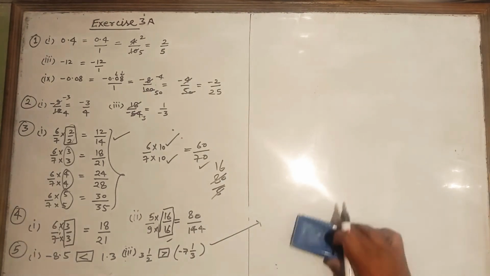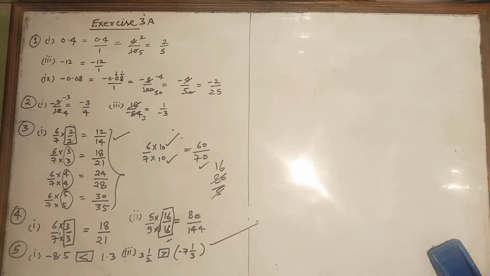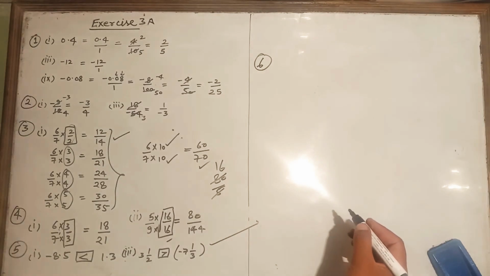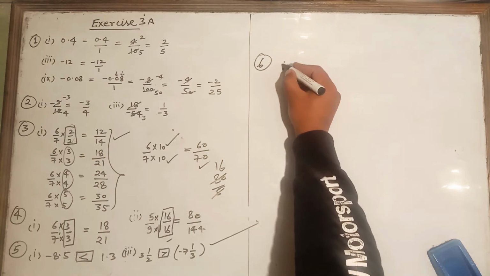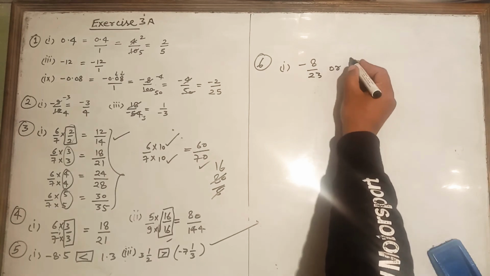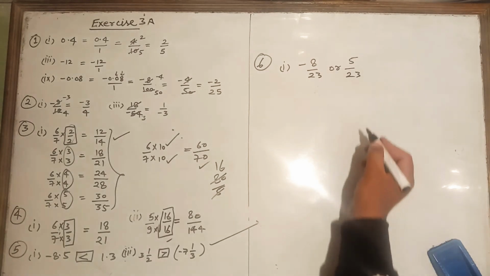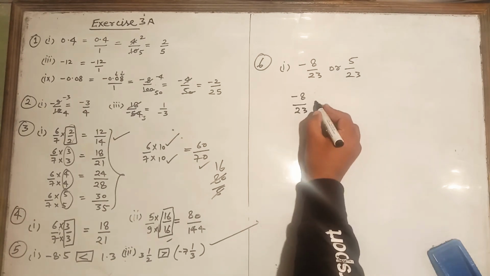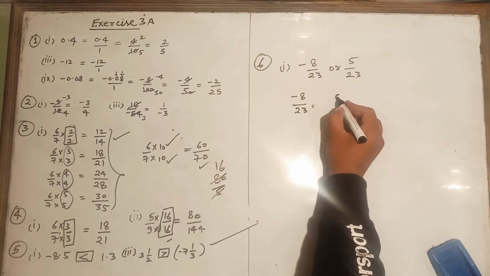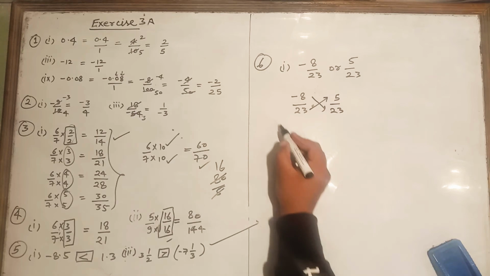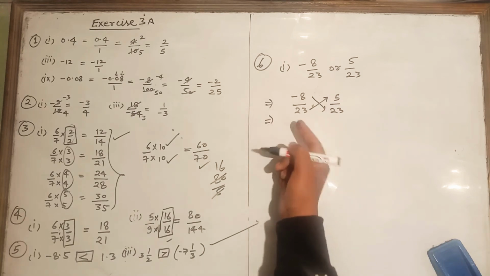Now come to the next question, question number 6. Question number 6 is, which of the two rational numbers is greater? See, first part is, you have to find out which one is greater, minus 8 upon 23 or 5 upon 23. What you will do? Simply cross multiply. Right here minus 8 upon 23, and 5 upon 23. In cross multiplication, this will be multiplied with this, and this will be with this. So what will be our answer?